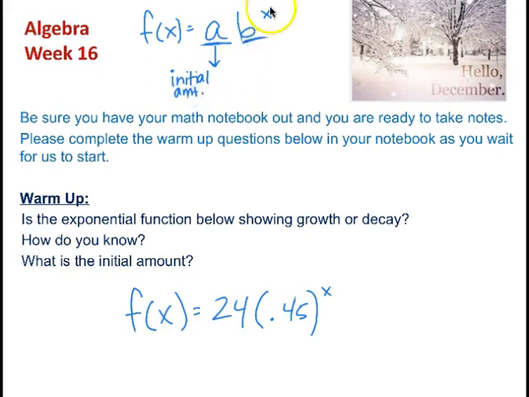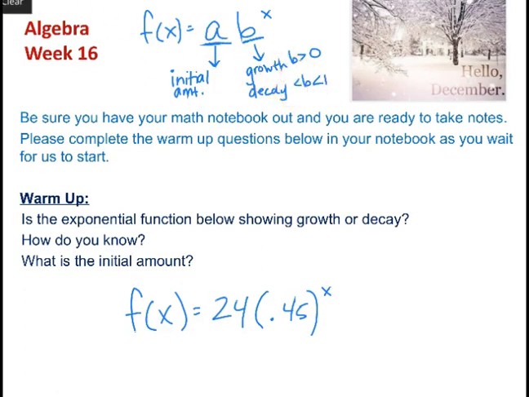The b is the number being raised to the x power, not multiplied by x. The b represents our multiplier, if you will, and it will let us know if we've got growth or decay. If it's growth, that b term is going to be greater than 0. If it's decay, that term is going to be greater than 1, but also, oh, I should have said less than 0.